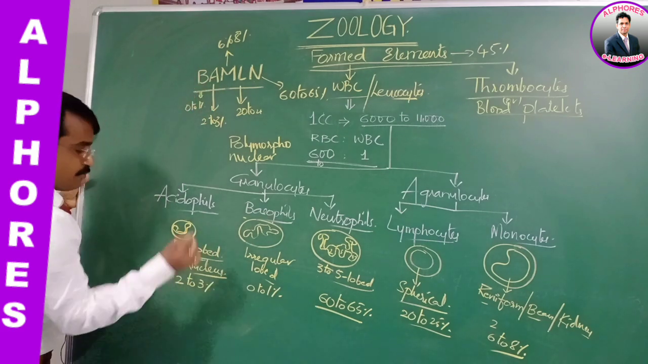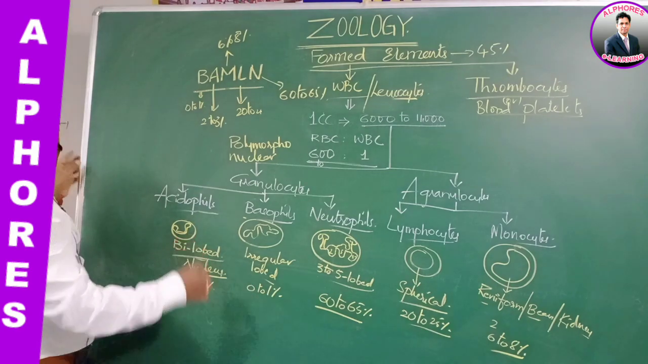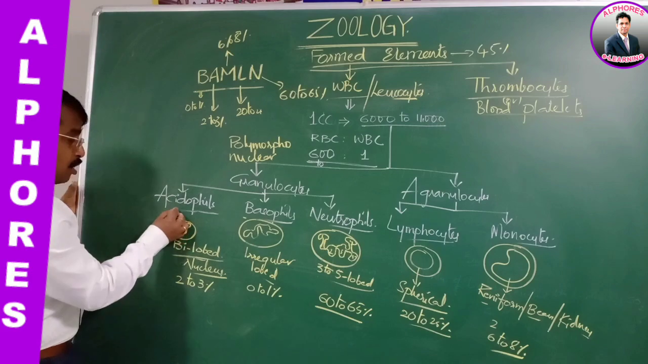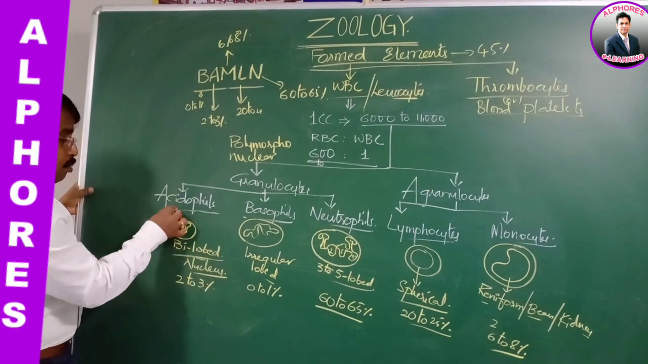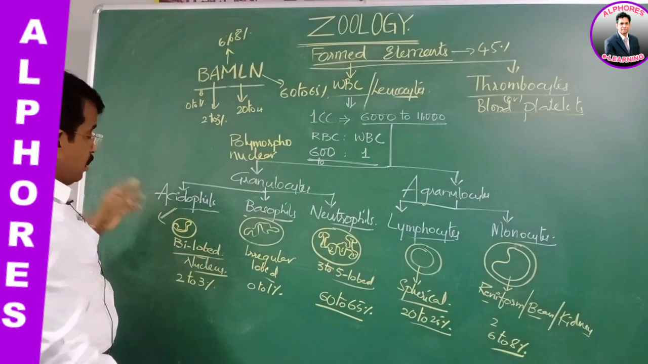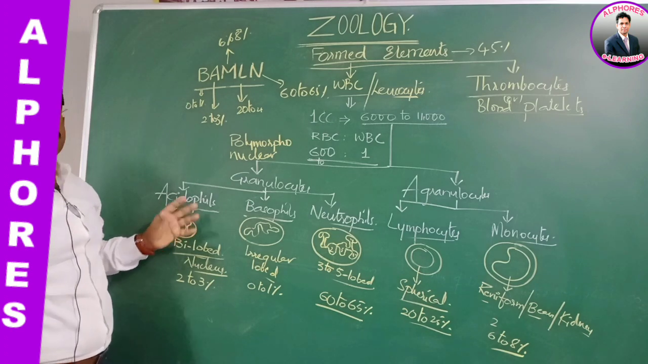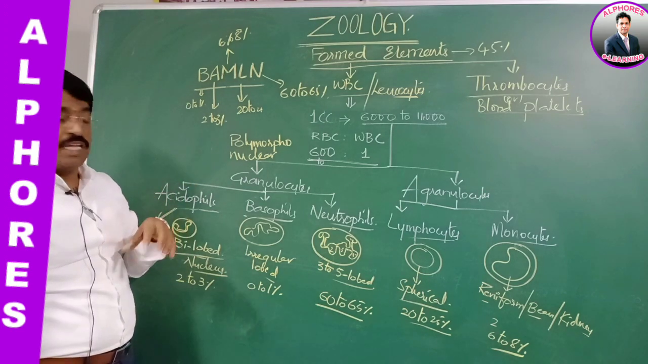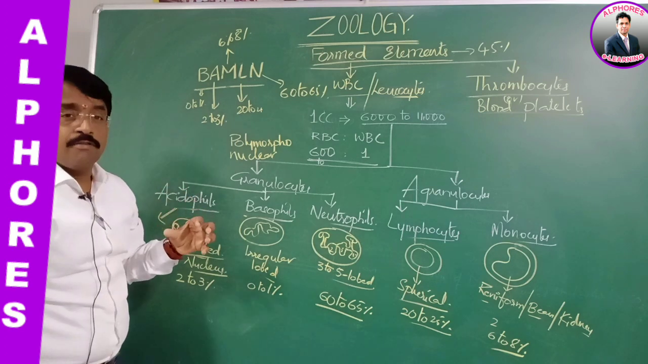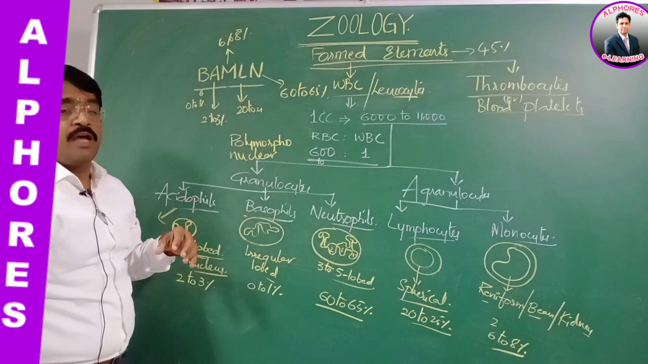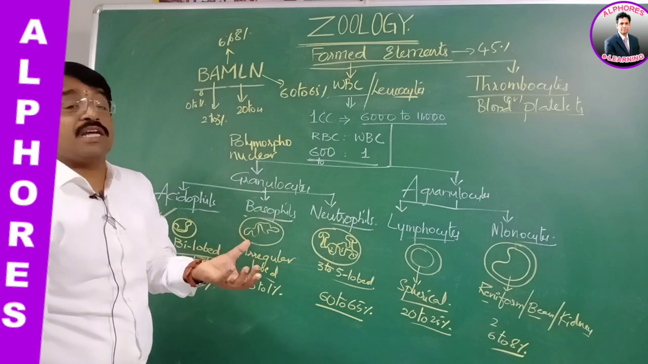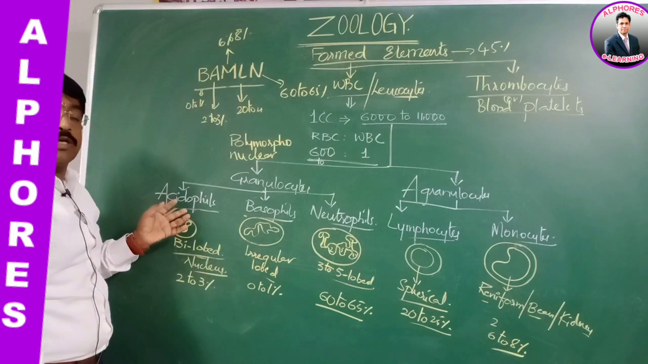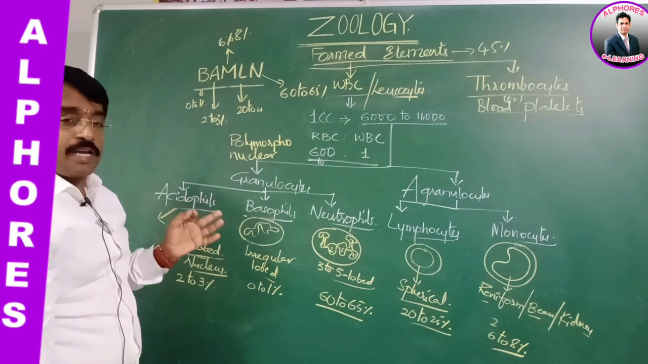Let's come to the discussion of the acidophils. Acidophils are with bilobed nucleus. Basically these are non-phagocytic. They have nothing to do with phagocytosis, and they give stain color to the acid stains, eosin. That's why they are acidophils.